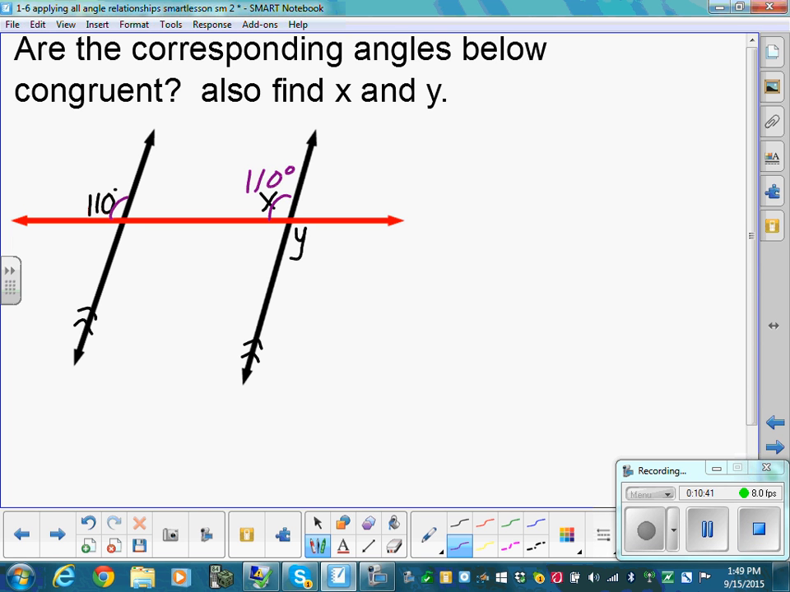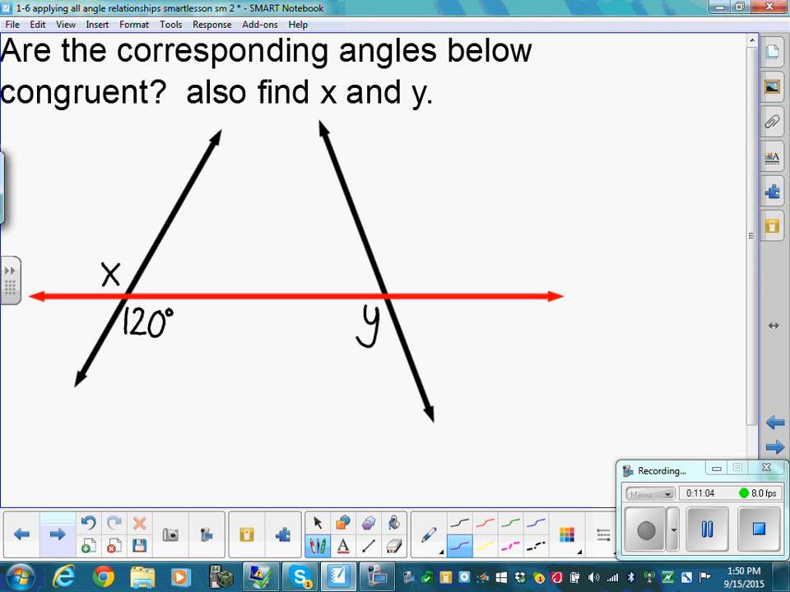Now ask if you don't see why they're 110 degrees. Okay, if this is 110 degrees, what's this? 110. How'd you know that? Because they're vertical. Vertical angles. Very good. Does everybody see how we did that? Yeah. Okay, try this next one by yourself.